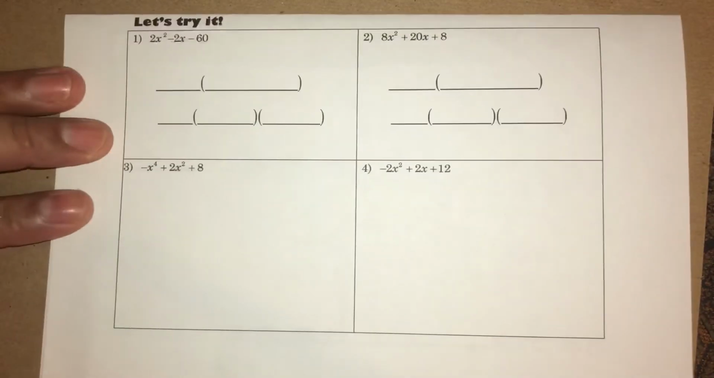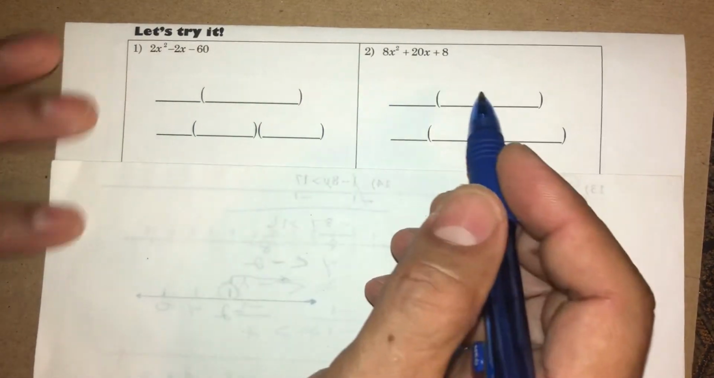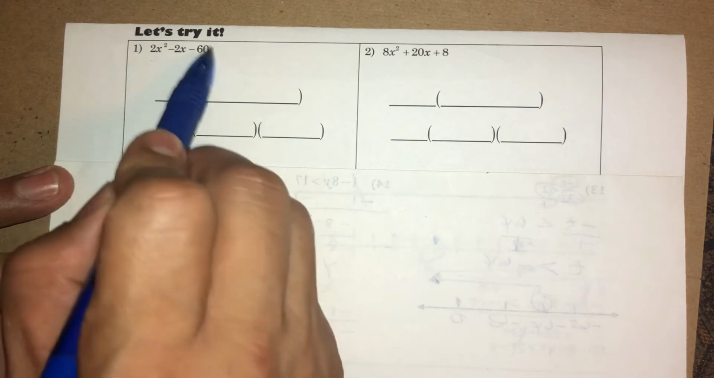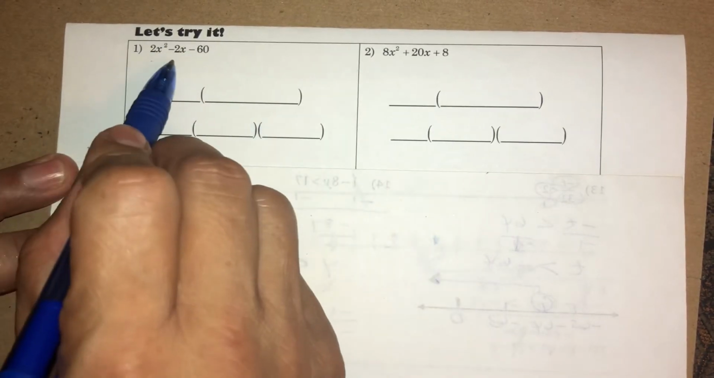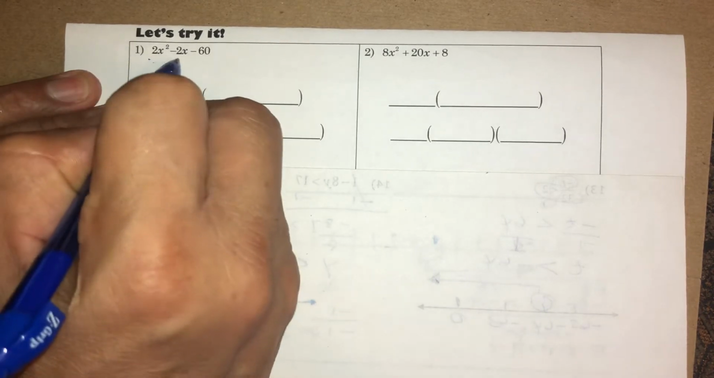Remember what I said when we were factoring trinomials? Sometimes when you have a trinomial, the GCF, 99% of the time, is the smallest number from the trinomial. So here, the GCF is going to be 2, because 2 divides 2, divides 2, and divides 60.